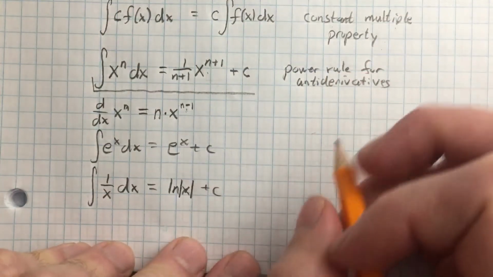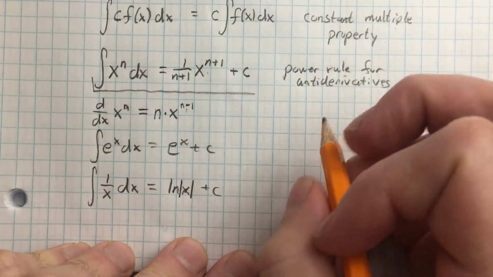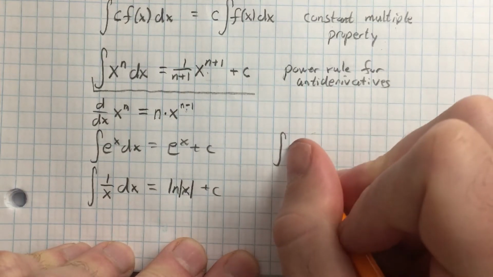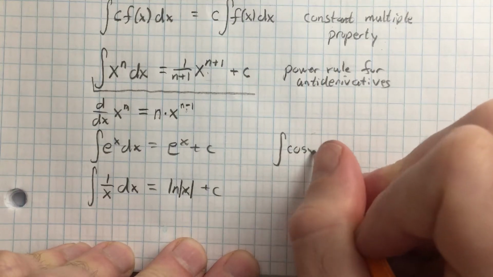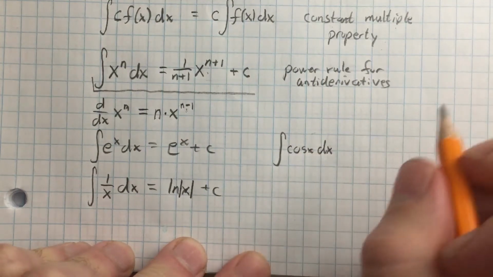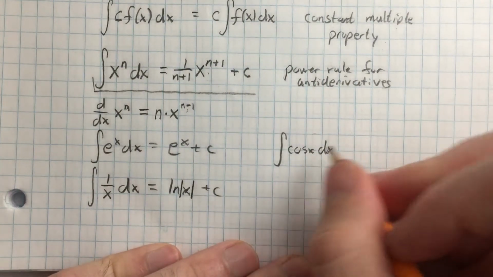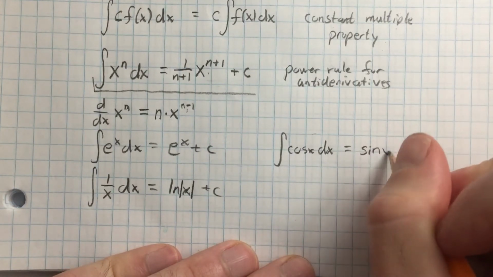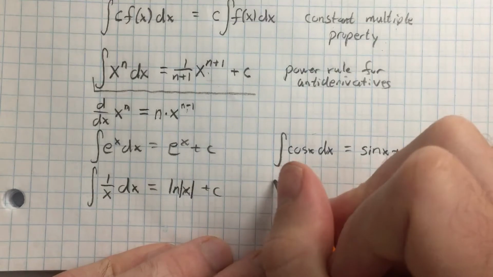Some further rules which will be obvious from your knowledge of derivatives would be something like the integral of cos x dx, right? The antiderivative of cos x. Well, we know that cos x is the result of the derivative of sine, so therefore the answer is sine x plus c, of course.